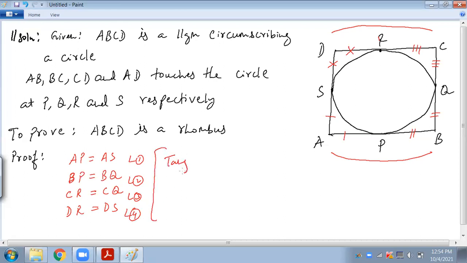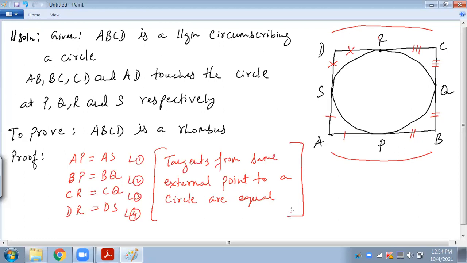And why are they equal? Tangents from the same external point to a circle are equal. So I can take them equal.